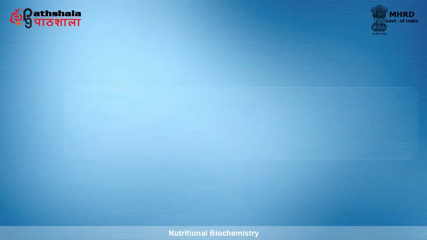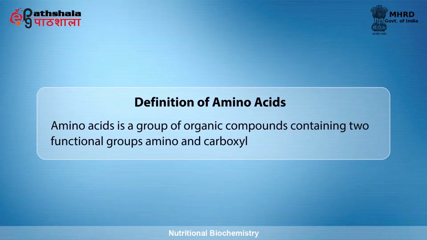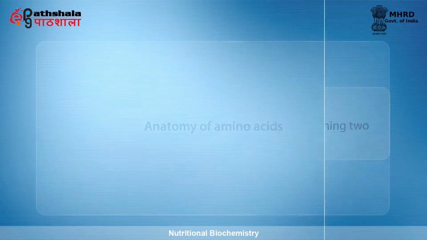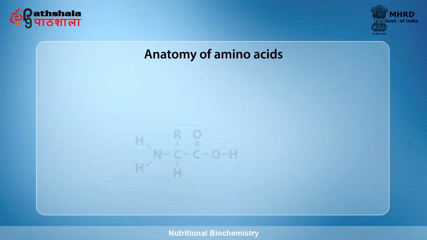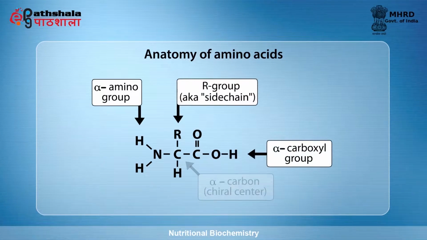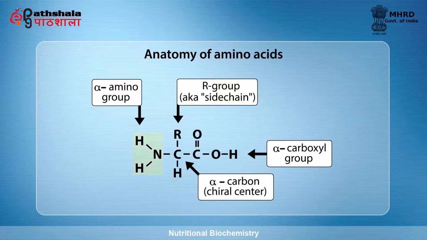Now, we can discuss amino acids, starting with the definition. Amino acids are a group of organic compounds containing two functional groups. One is the amino group, another one is the carboxyl group. The amino group, NH2, is basic, while the carboxyl group, COOH, is acidic in nature.